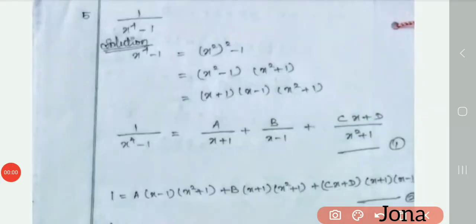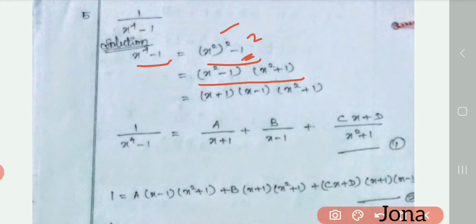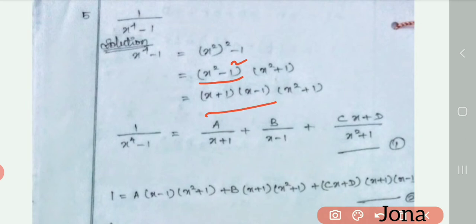Okay. Fifth sum, 1 by x power 4 minus 1. This denominator x power 4 minus 1, I can write this as (x square) the whole square minus 1. Okay, I can write this 1 as 1 square, isn't it? So it's in the form of a square minus b square now. I can write this as (x square minus 1) into (x square plus 1). And again I can take this x square minus 1 as a square minus b square form, so that (x plus 1) into (x minus 1) into, keep this as it is.